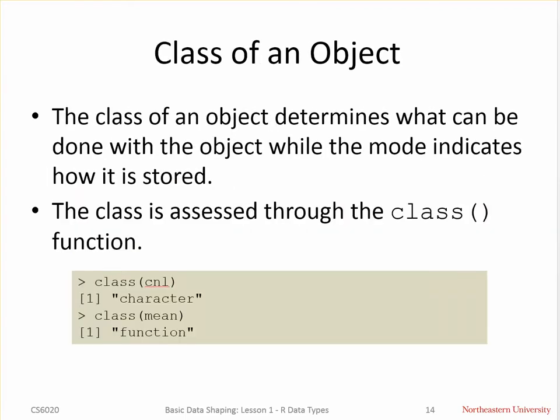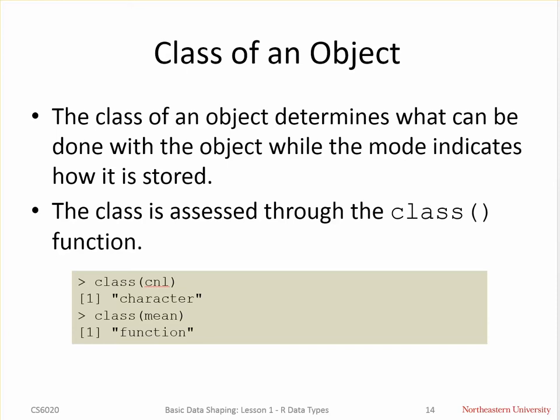Now let's move on to the class of an object. The class of an object determines what can be done with the object, while the mode indicates how it is stored. So I think of the mode as the storage mechanism that R uses for the object, whereas the class determines really what you can do to it, the kinds of operations that are legal on the object. Now you can ascertain the class of an object by calling the class function.